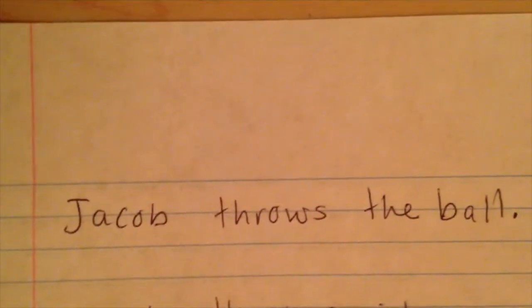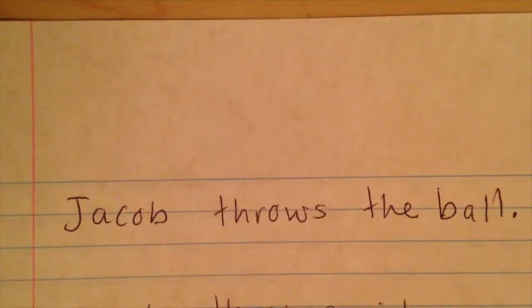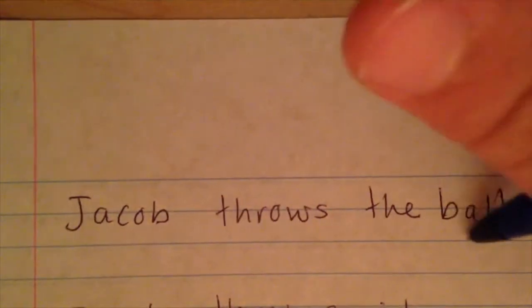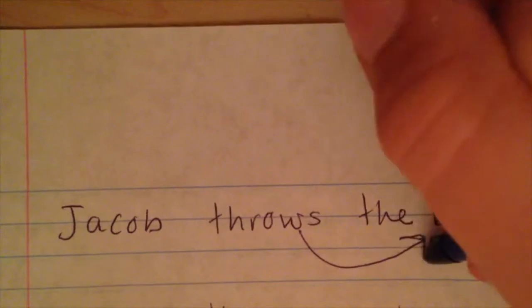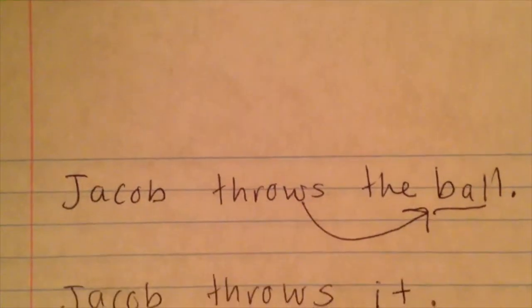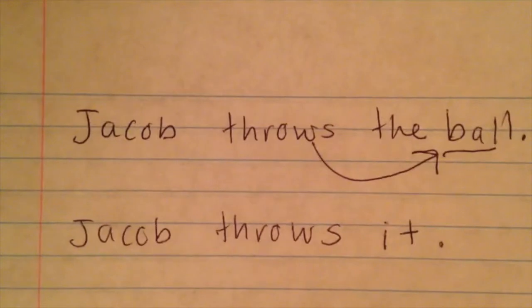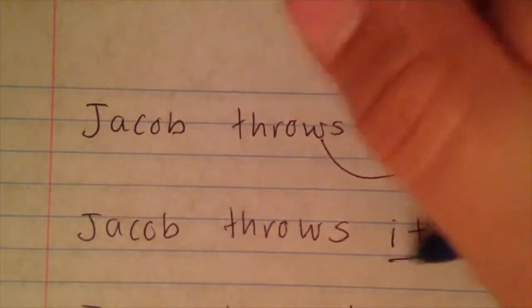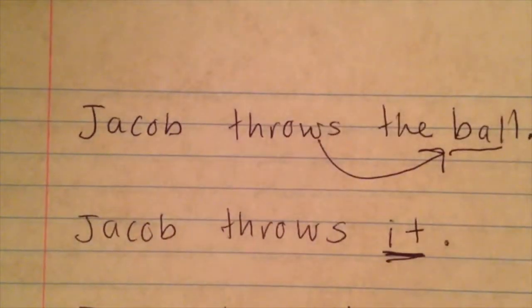In English, in the sentence, Jacob throws the ball, the ball is a direct object because it receives the action of the verb to throw. If we replace ball with it in the sentence, it becomes a direct object pronoun. So we can now say, Jacob throws it. The word it is now the direct object pronoun.